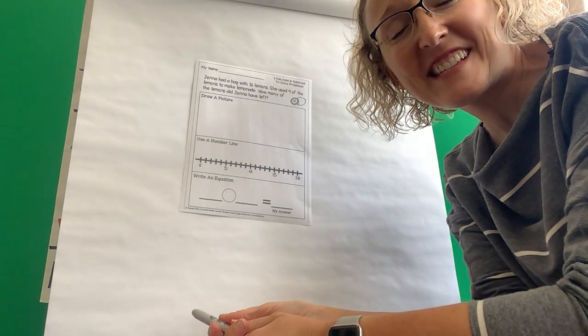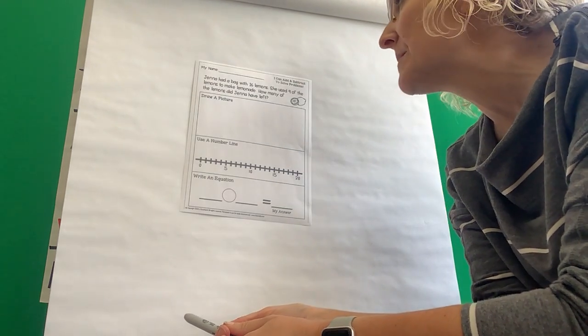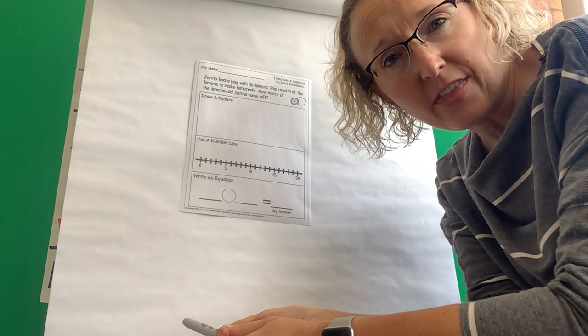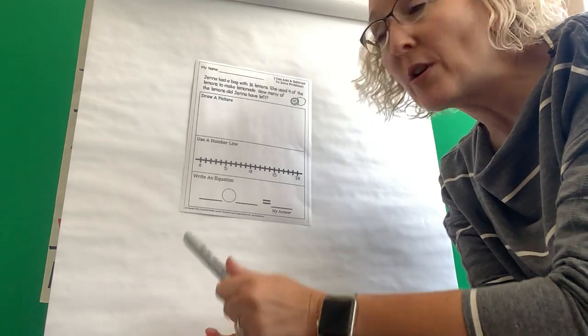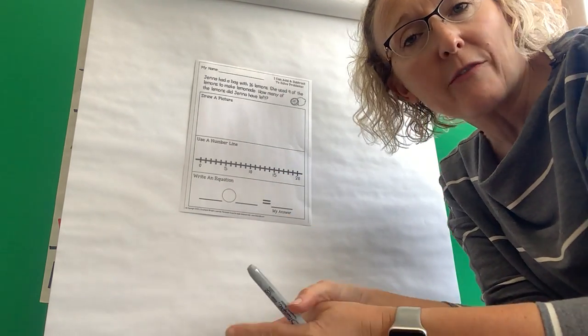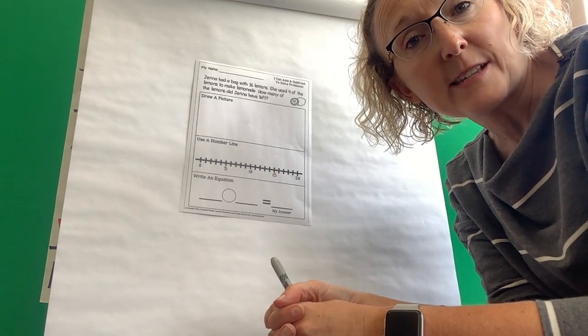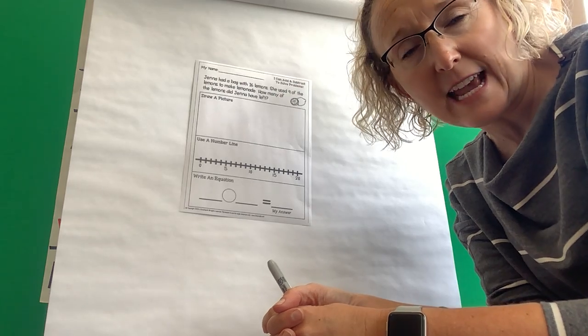Hi, boys and girls. In math, we have been working on these story problems and representing our thinking of the story problem with a picture or a number line. So far we've only been working on addition. Today we're going to start on subtraction. We're going to do this for a couple of days, okay?